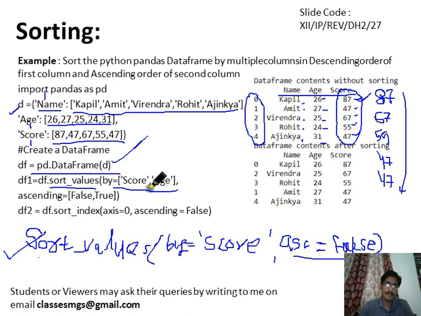Now, this is the example of sorting by a single column only. This next example is sorting by multiple columns at a time, so we will see this example also.